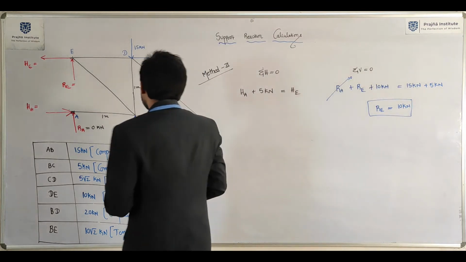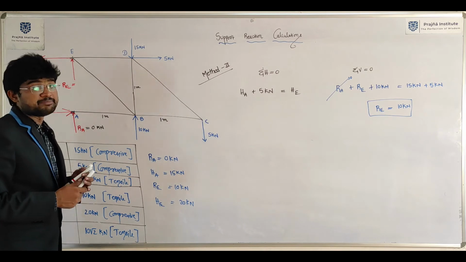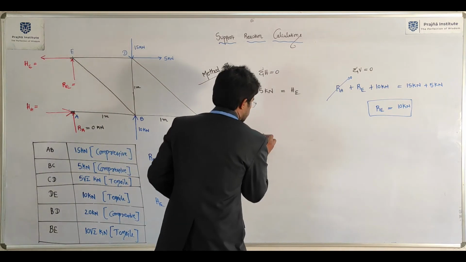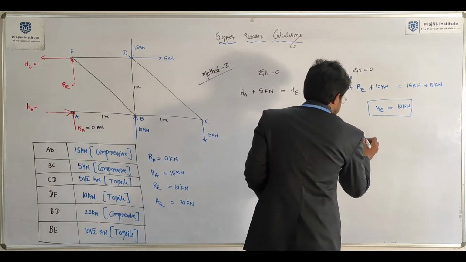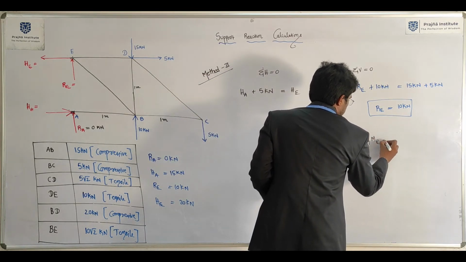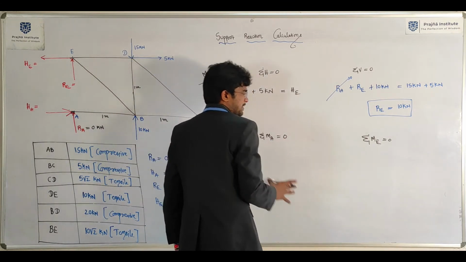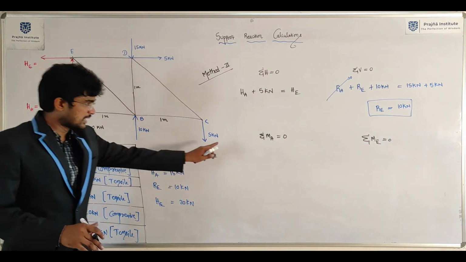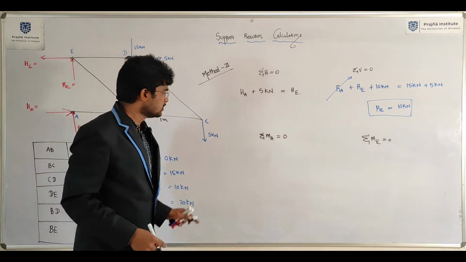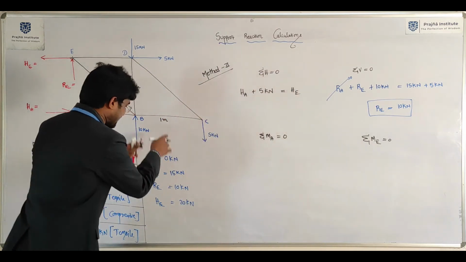One more good thing here is sigma M A equal to 0, sigma M E equal to 0. You can blindly apply sigma M A equal to 0, sigma M E equal to 0. You can believe me, you can apply, then we can prove it also. Once you apply sigma M A equal to 0, you should get the same value.